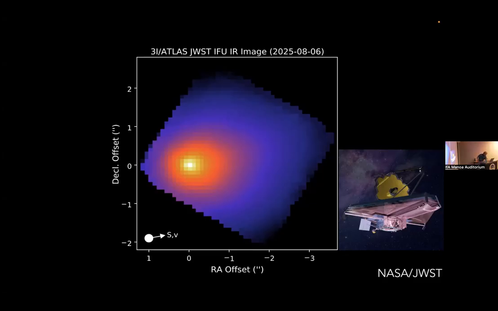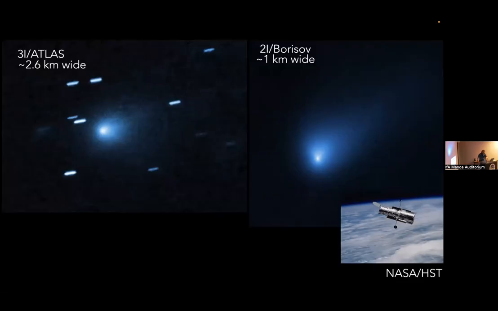Okay, so let's start getting into what we have learned about 3I/ATLAS. First, how big is it? I mentioned that we have Hubble Space Telescope images for 2I/Borisov and 3I/ATLAS. And to answer how big it is: a couple kilometers.